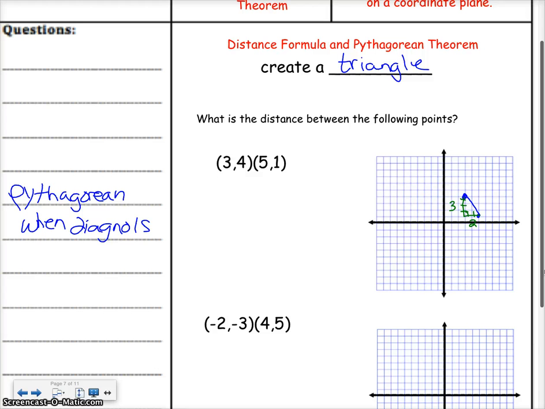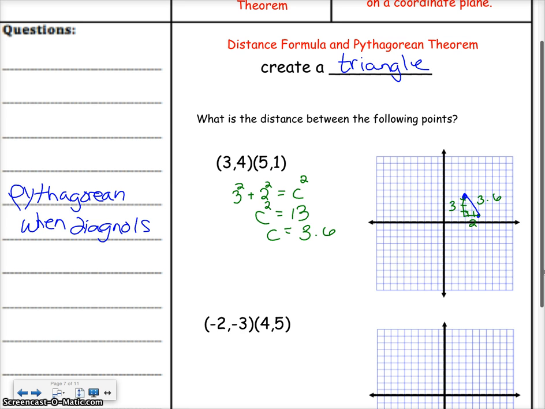So 3 squared plus 2 squared equals the distance squared, or c squared, or x squared. It doesn't matter what you call the variable. So 3 squared plus 2 squared is 13. C squared is 13. And the square root of 13 is 3.6. So these 2 points are approximately 3.6 units apart.